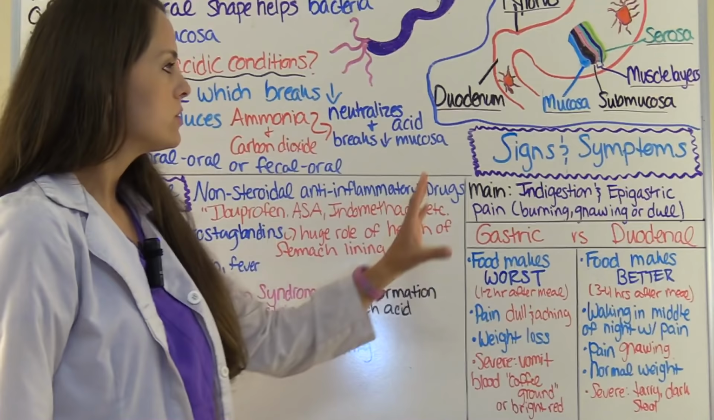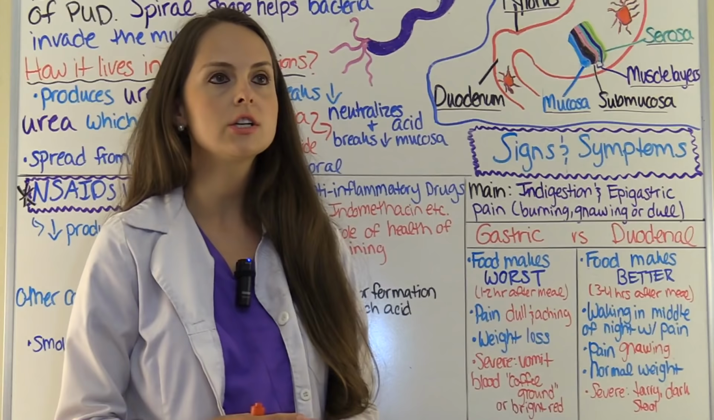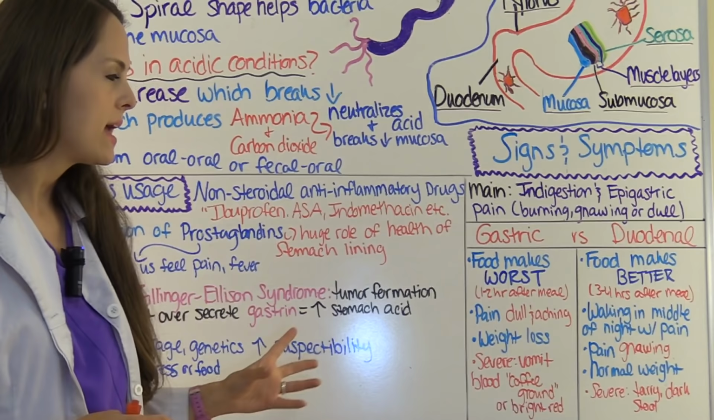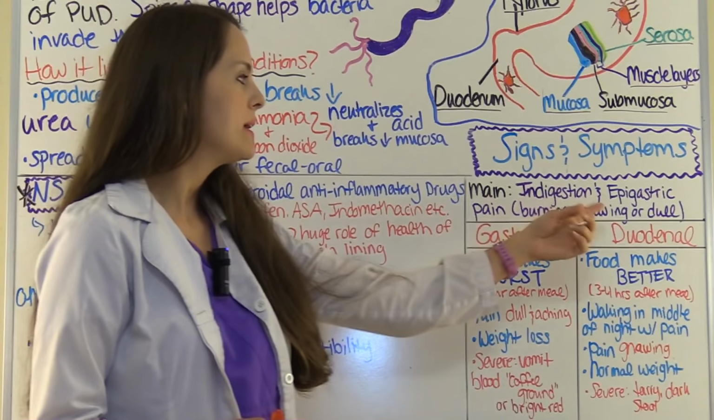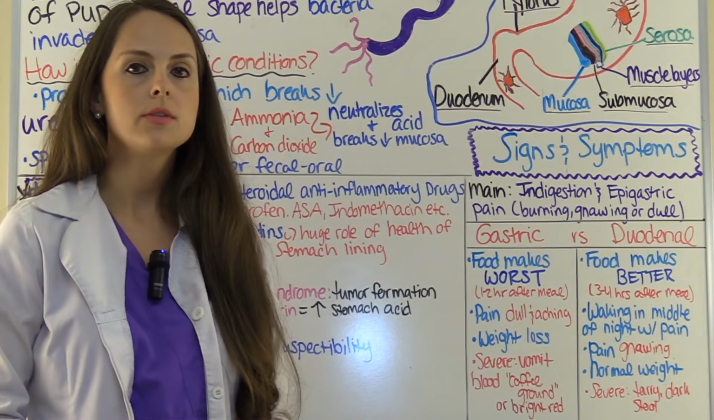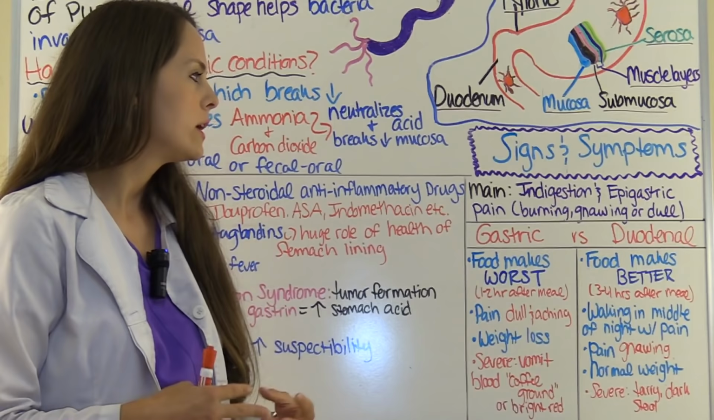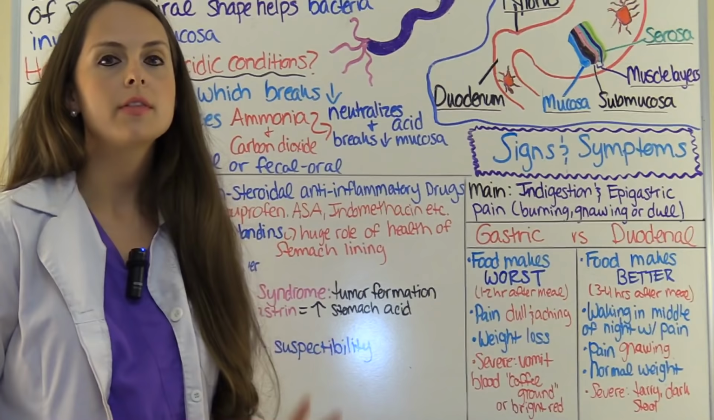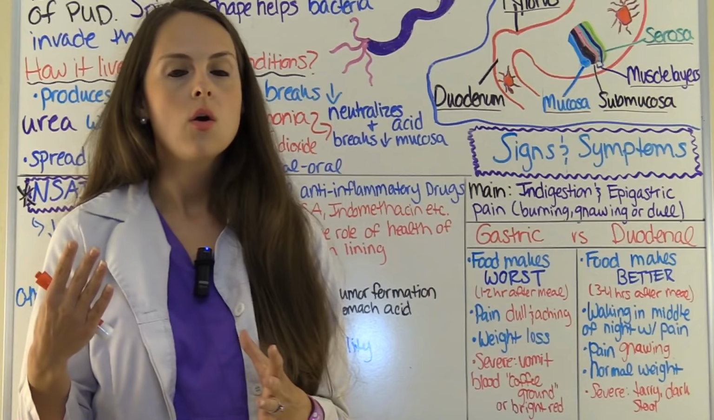Now, let's look at the signs and symptoms of peptic ulcer disease. What are you going to see in your patient? What are they going to complain to you about? Some things you need to be looking out for. The main complaint that patients have is that they are going to report indigestion and epigastric pain that will be anywhere from the breastbone down to the belly button. And they can describe it as feeling like a burning, a gnawing, or a dull, aching pain. Now, for testing purposes, remember this. I can remember questions from nursing school about this: how a patient is going to present with their signs and symptoms with a gastric ulcer versus a duodenal ulcer.